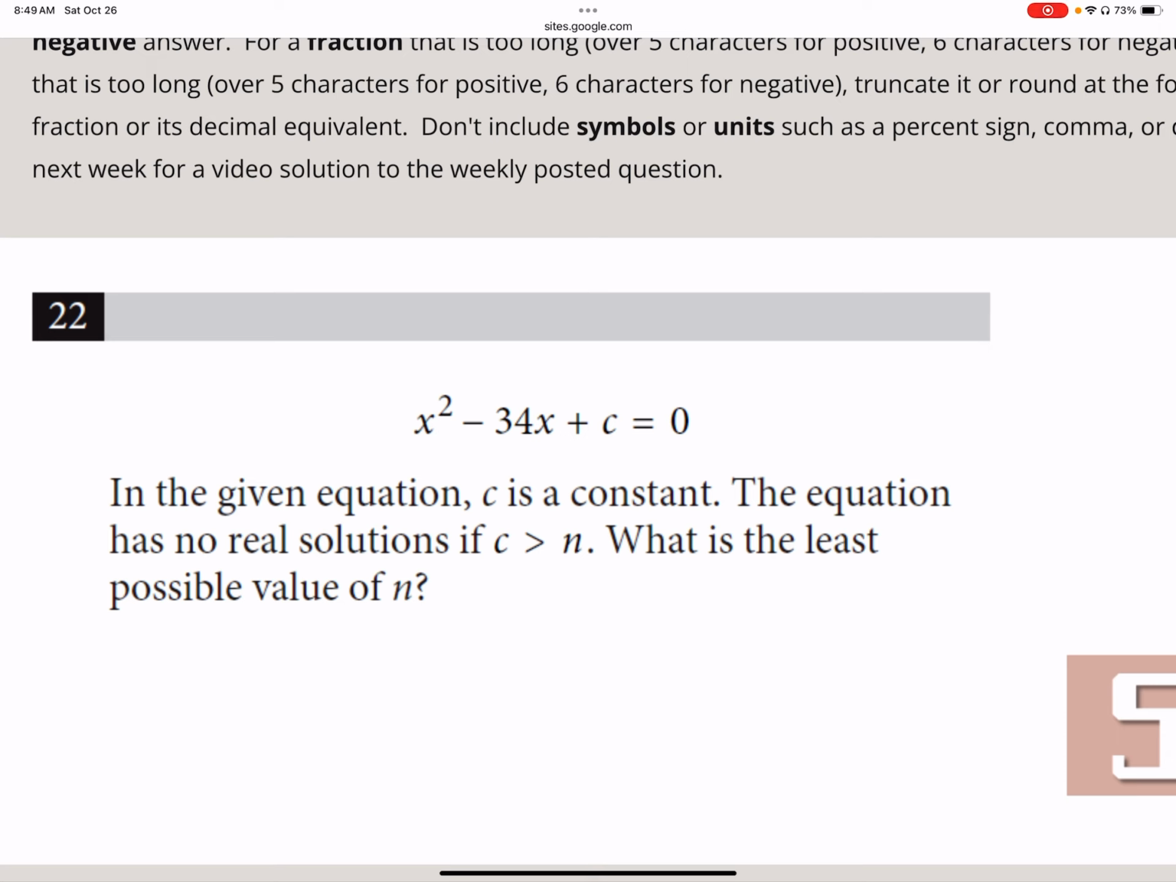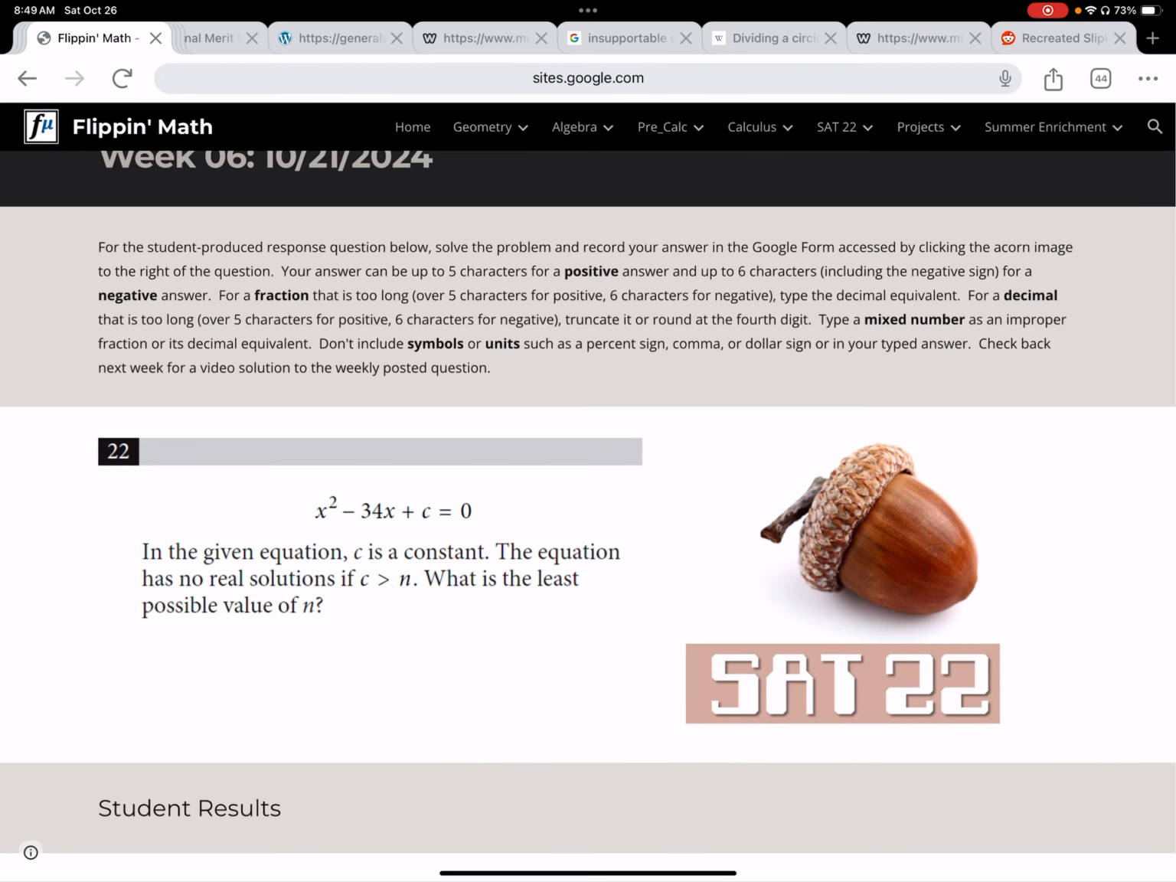The equation has no real solutions if c is greater than n. What is the least possible value of n? And let's see what you guys said about this question, shall we?